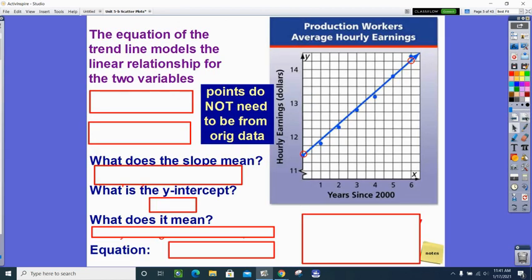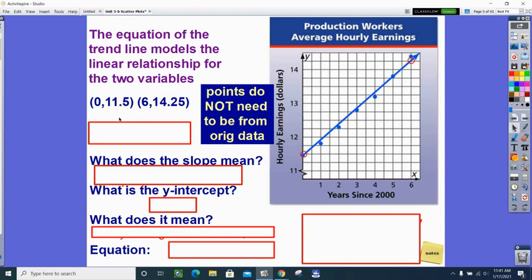So here is another one, the production workers' average hourly earnings. And we are going to, again, make kind of an equation from this. Now, notice in blue here, points do not need to be from the original data. So I am riding up this trend line, trying to find the 2 lines that lie in the crosshairs. And there could be more than 2. By the way, the further apart they are, the more accurate you are too. There's less wiggle room, but sometimes you can't always find those.